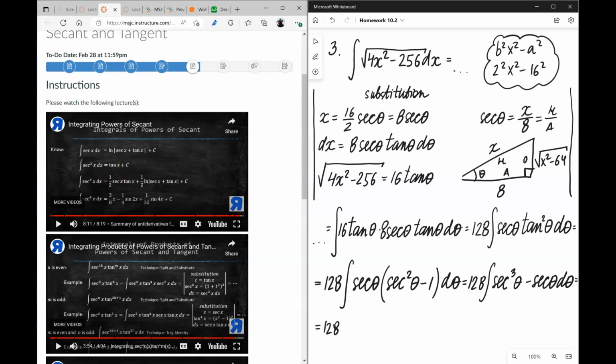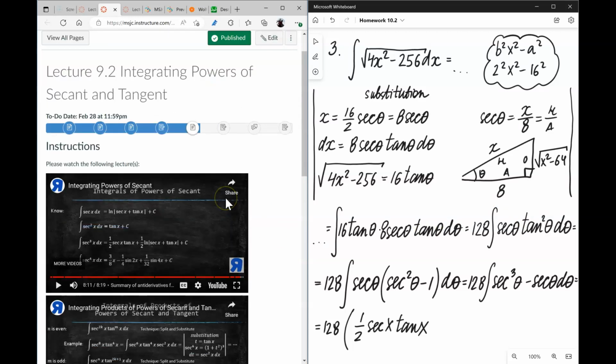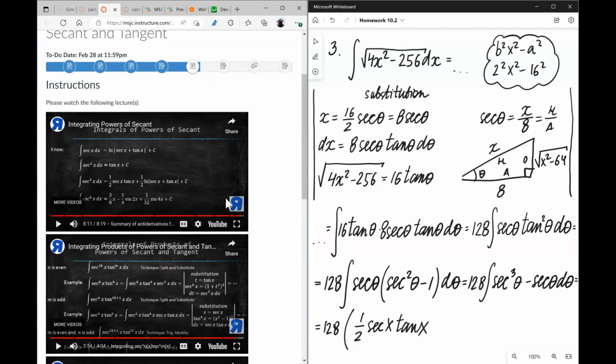So we have 128. Integral of secant cube is 1/2 secant x tangent x. And, well, by the way, shouldn't we know? Never mind. For some reason I thought integral of tangent cube would be relevant here, but it's not. So here we just continue with integral of secant cube plus 1/2 ln of secant x plus, and at some point I start writing x's when I have thetas.